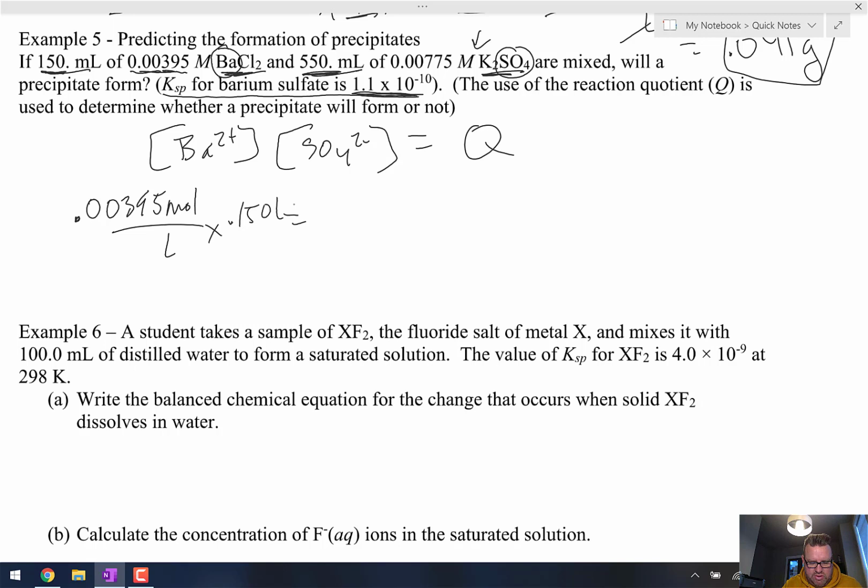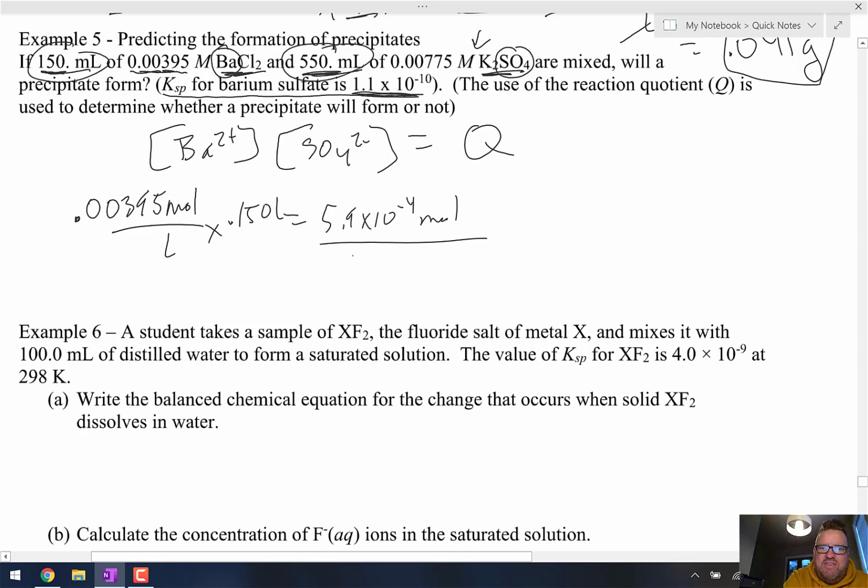So 0.00395 times 0.150 equals 5.9 times 10 to the minus 4th, and that's moles. Now I'm going to divide it by the new volume. The new volume is 150 plus 550, that's 700 milliliters, so 0.7 liters. Divided by 0.7, my new concentration of barium is 8.46 times 10 to the minus 4th. And that's my barium concentration.